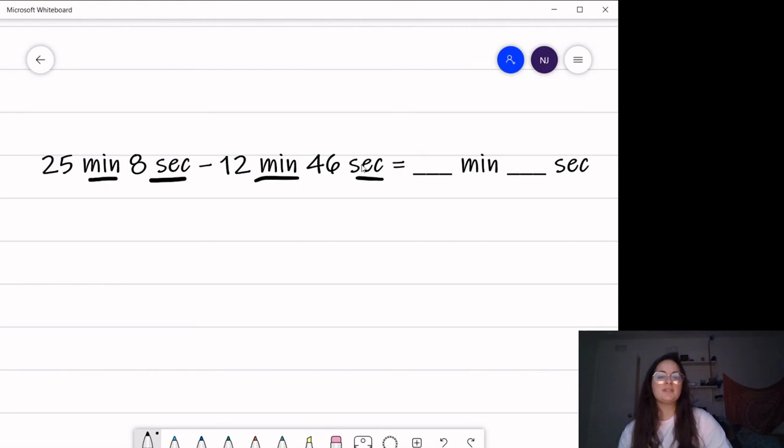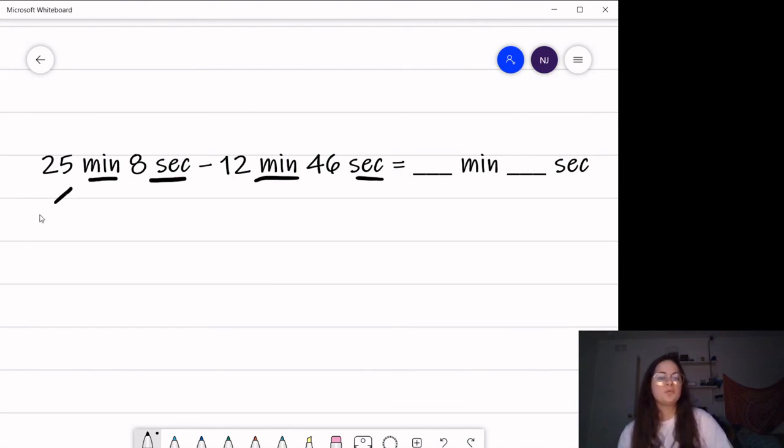I'm trying to take away 46 seconds from 8, because remember, this number here is what we're taking away from. It always is. That first number, we're taking away from that. I can't take away 46 from 8. So I'm going to need some more seconds in order to subtract. Where can I get those seconds? I can get them from my minutes here.